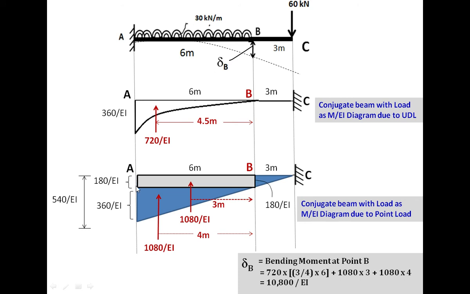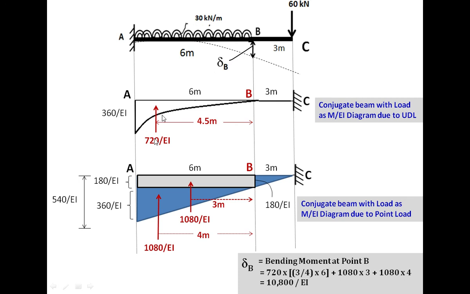So we will divide this trapezoid into one rectangle and one triangle. Rectangle will be 180 by 6, whose total area is 1080 by EI, and its centroid will be at 3 meter, and this triangle will be out of 540. If we deduct 180, it will become 360, the height, and the base is 6 meter, the area of which again comes out to be 1080 by EI. However, this distance is going to be 2/3 of B, that is 4 meter.